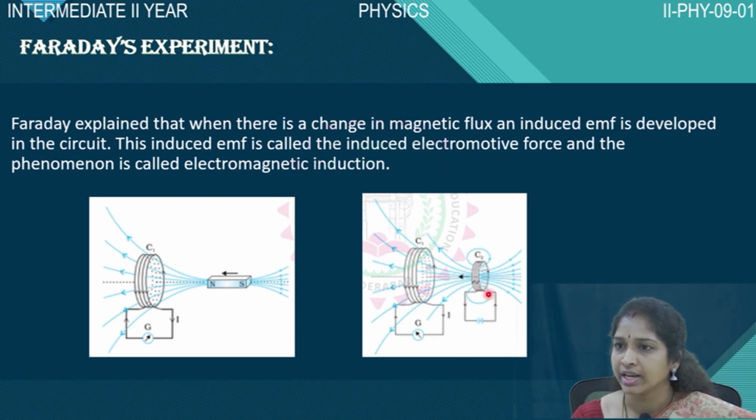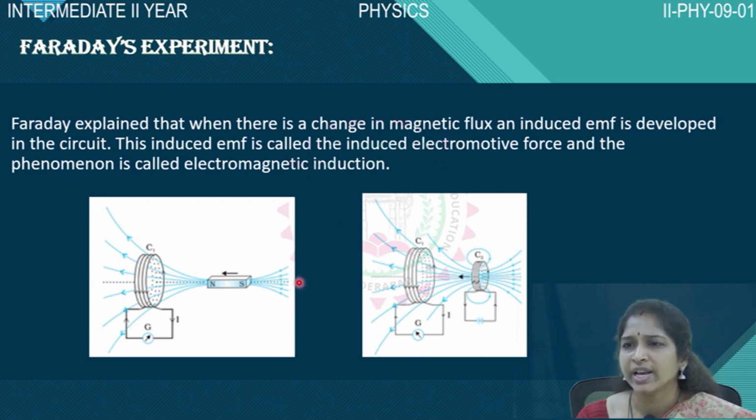When this coil is brought towards coil C1, he observed that there is a deflection in the galvanometer. Then he started moving coil C2 away from coil C1. Then he observed the galvanometer started showing the deflection in the opposite direction. That means in this experiment, he observed the same effect as he observed here.